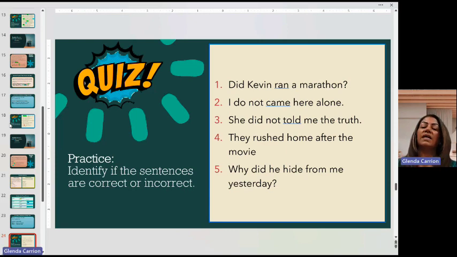The first exercise says, did Kevin ran a marathon? Second one says, I do not came here alone. Third one, she did not tell me the truth. The fourth one says, they rushed home after the movie. And number 5 says, why did he hide from me yesterday? So try these and join me in our next video.